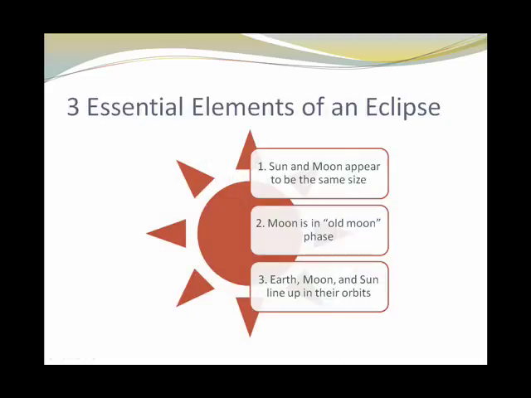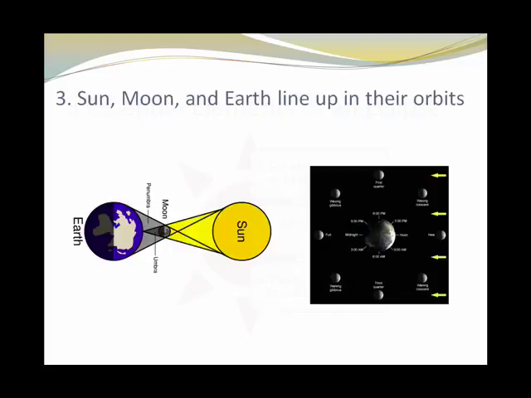Let's talk about the third element. Earth, moon, and sun line up in their orbits. Sun, moon, and Earth need to line up in their orbits for an eclipse to take place. That's pretty self-explanatory. If the moon is up here, or here, or here, an eclipse can't happen because this dark disk needs to completely cover the sun, or at least partially cover it, for an eclipse to take place. It won't cover the sun if it's not in line with it.